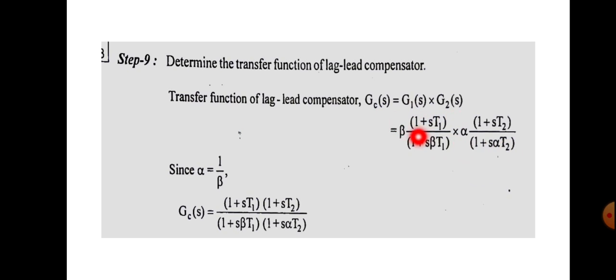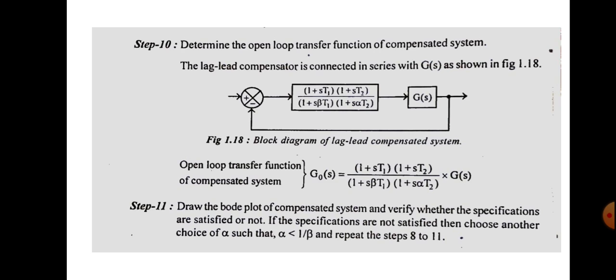You can directly multiply these two quantities, and here you know alpha equal to 1 by beta. So GC of s, that is the transfer function of the lag lead compensator, is equal to (1 plus sT1) into (1 plus sT2) divided by (1 plus s beta T1) into (1 plus s alpha T2). We can show this in a block diagram like this. See, this was the original open loop transfer function. You connect this GC of s in series with G of s, and there will be a feedback path. So this is the block diagram representation of the lag lead compensator.